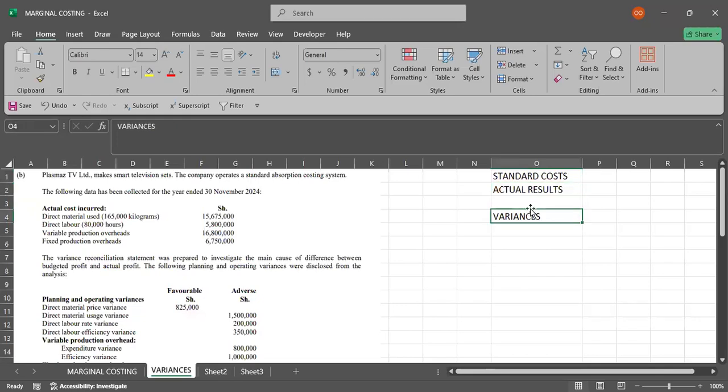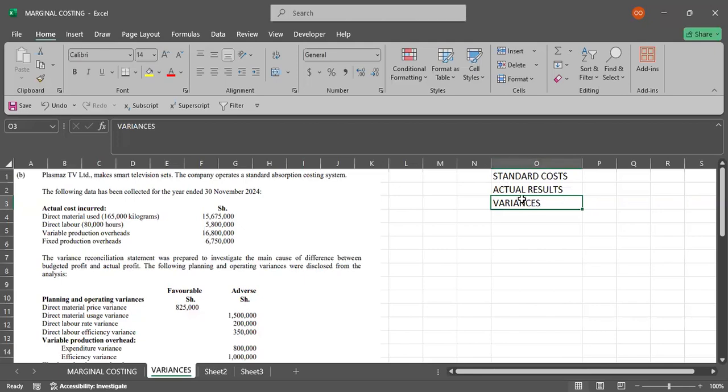Yes, we budgeted to spend this amount of money on direct labor. What have we actually spent? That is now comparing standard costs and actual results. Should you find that standard cost is not equal to actual results, then you are talking about what we call variances.